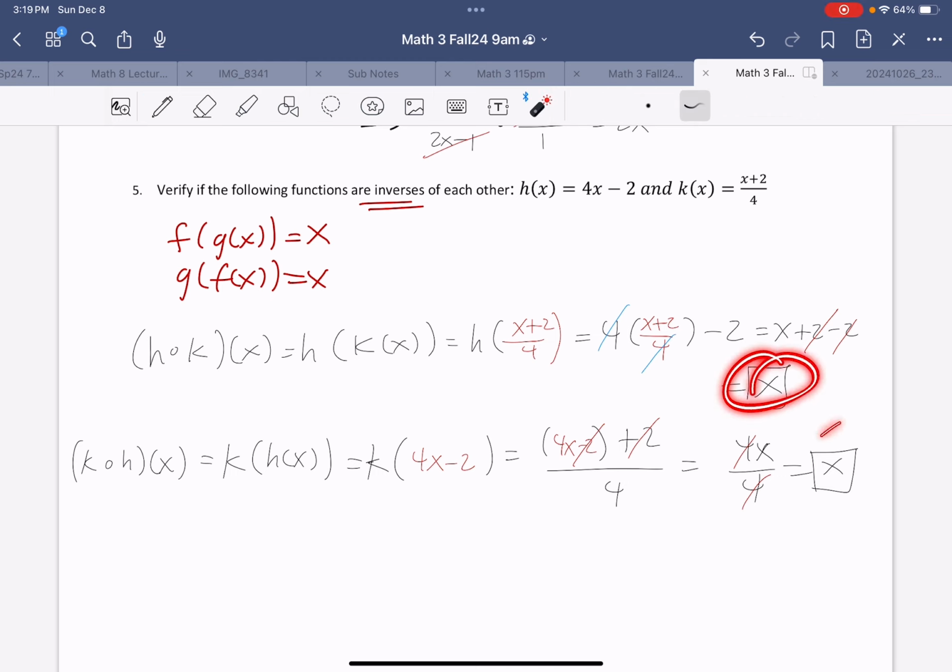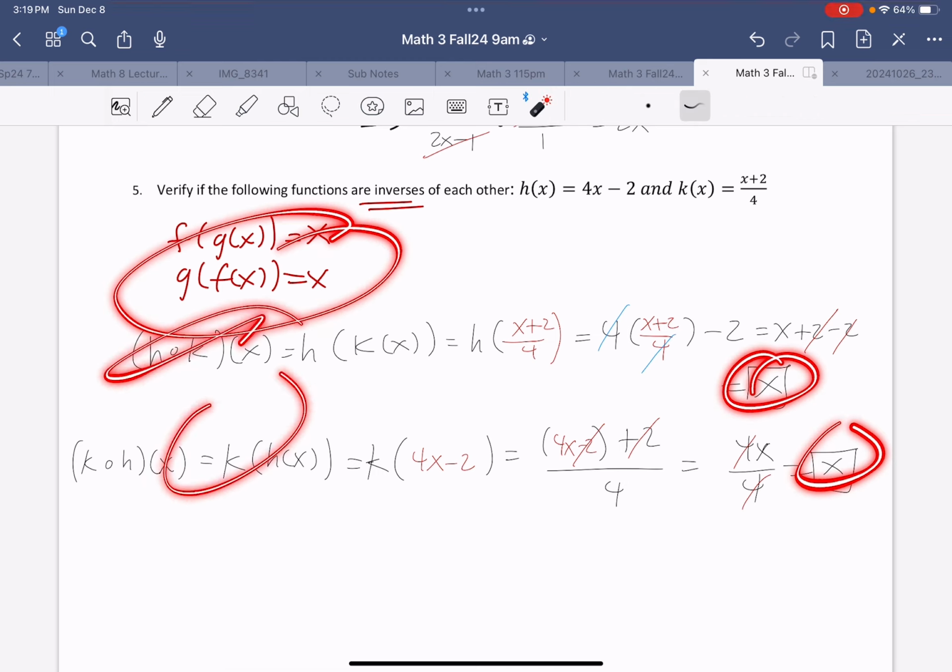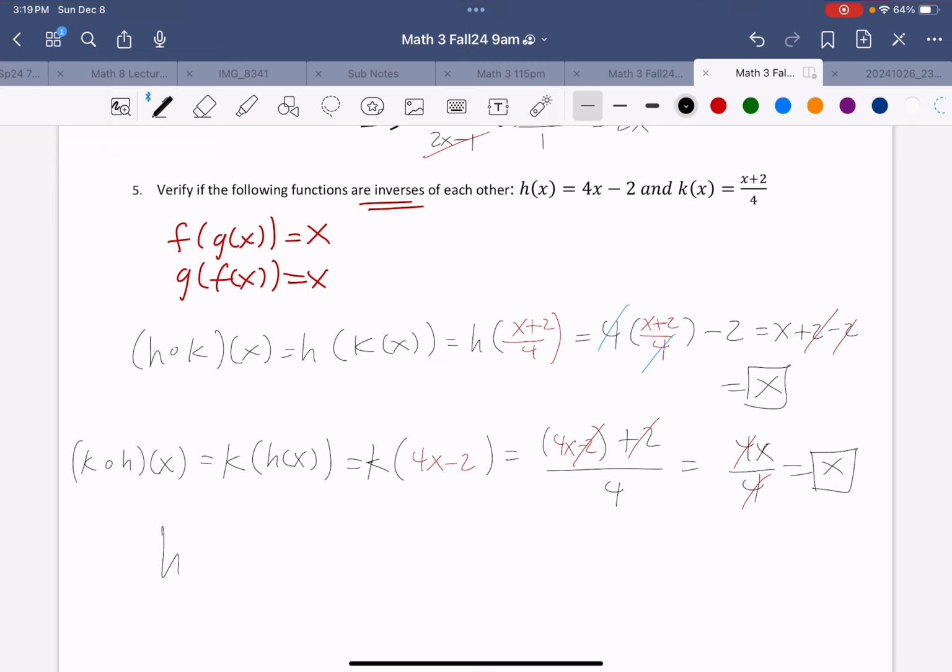And because I got x plugging in both directions, I could definitely say h of x and k of x are inverses of each other.